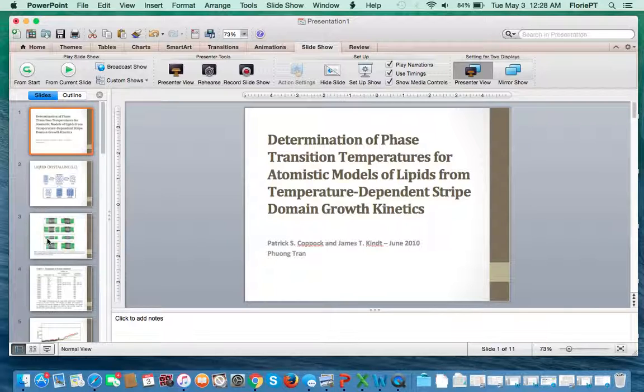In an attempt to control for the effect of how the initial interface is prepared, stripe systems were prepared in two different ways. First, by melting half of the lipid in a pre-equilibrated gel, and then by flanking pre-equilibrated gel with pre-equilibrated LC. It's in figure 1.